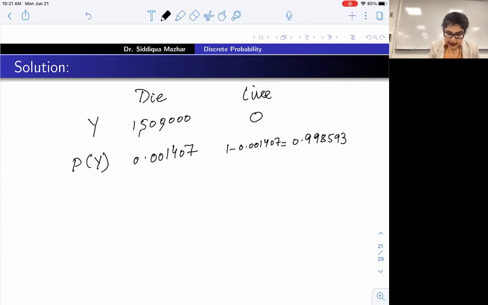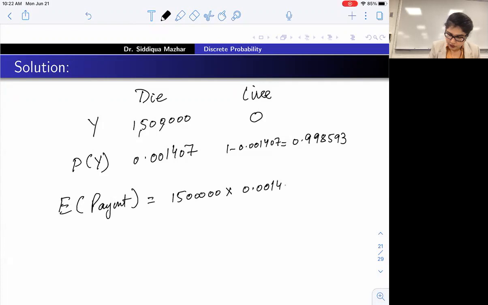So now the expected payout for the company, let's figure it out. If a person dies, then they are paying how much? 1.5 million times the probability a person is dying, which is 0.001407. And then if he lives, then they are not paying anything, 0 times 0.998593. So this right side will be 0 because of the 0.